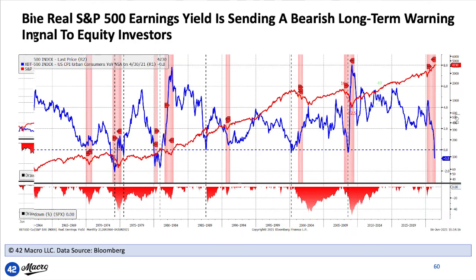On slide 60, if there's something that keeps me up at night in this deck, it's definitely this chart. What I'm showing here is the real earnings yield, and that's sending a bearish long-term warning signal to equity investors. The red line is just the S&P 500. The blue line, however, is the S&P 500 earnings yield deflated by US CPI, whatever US CPI is reported at that time.